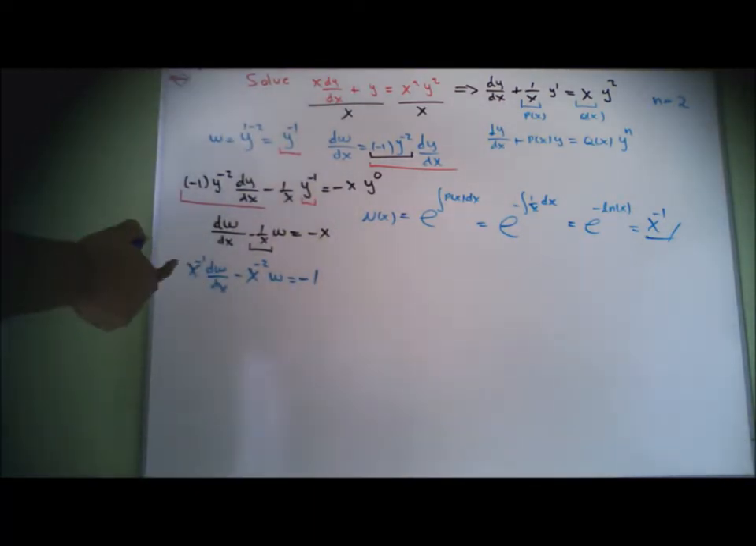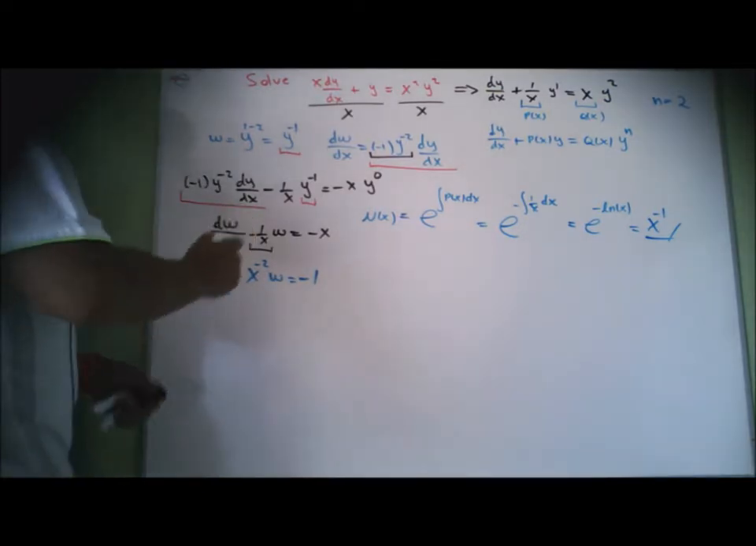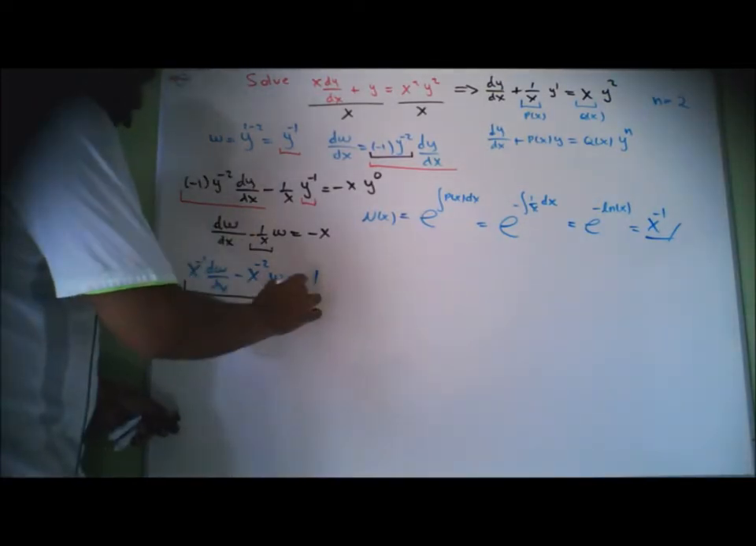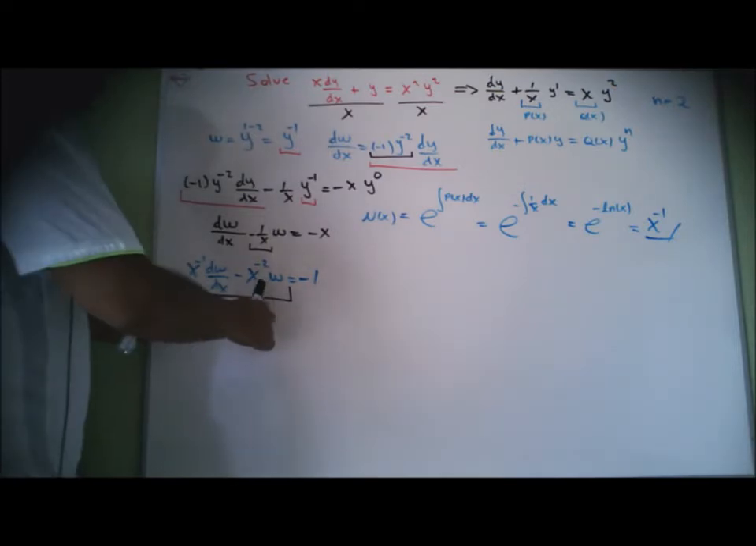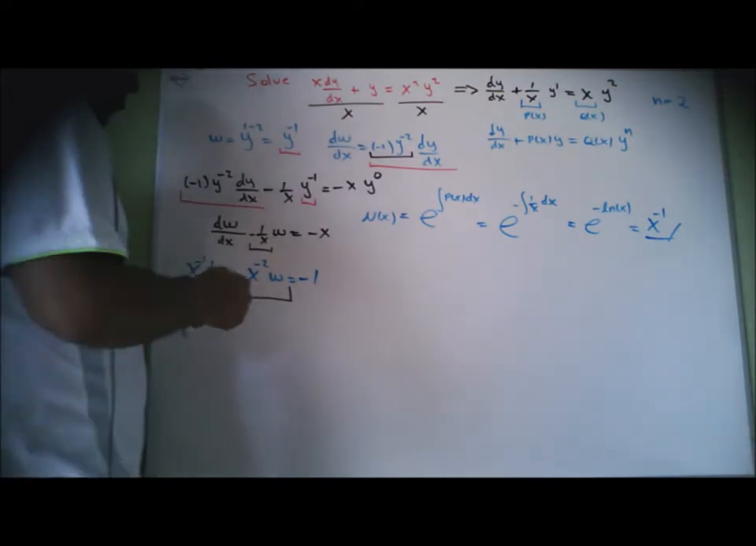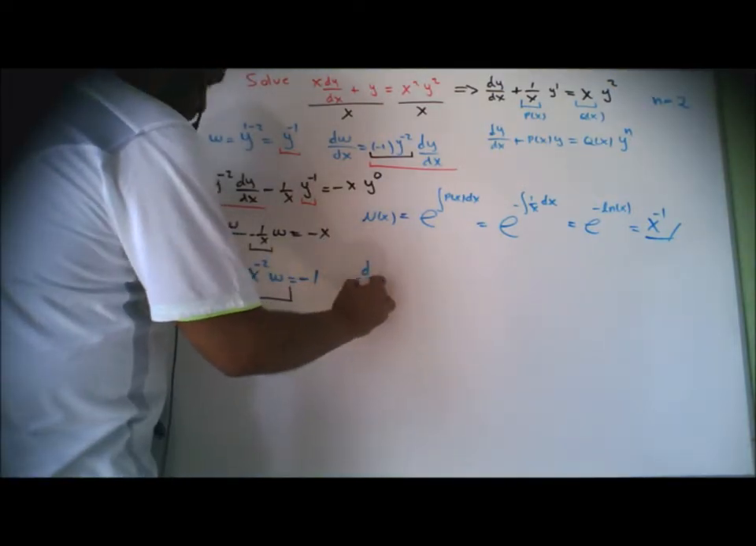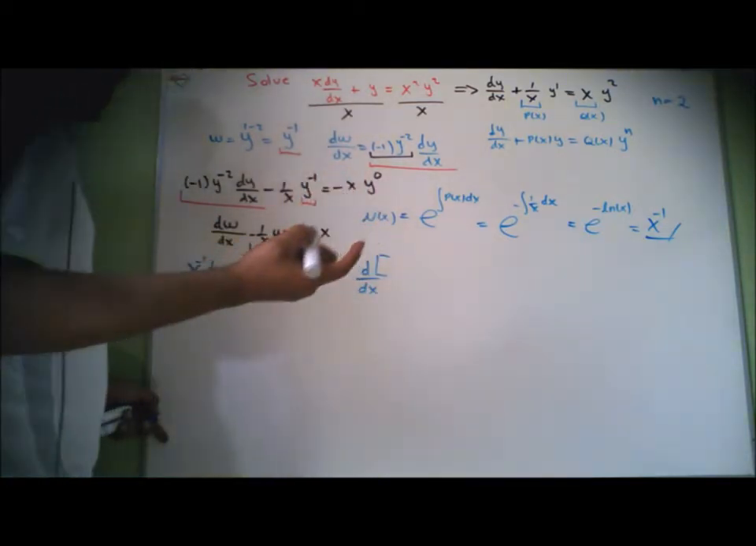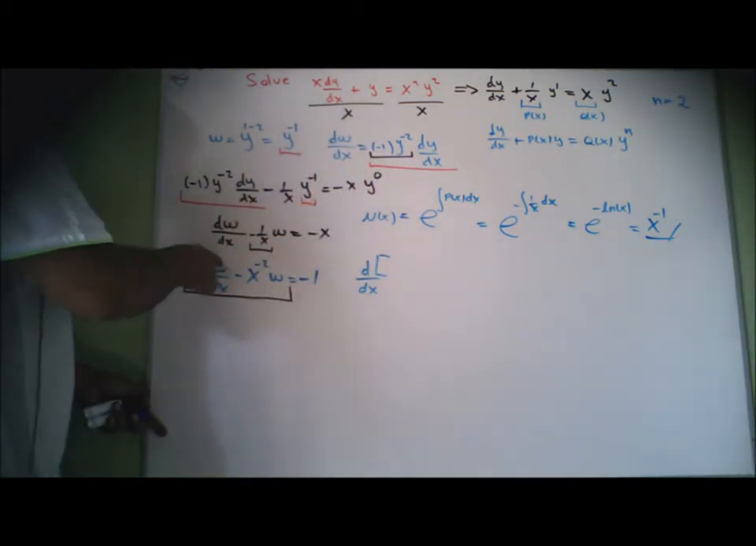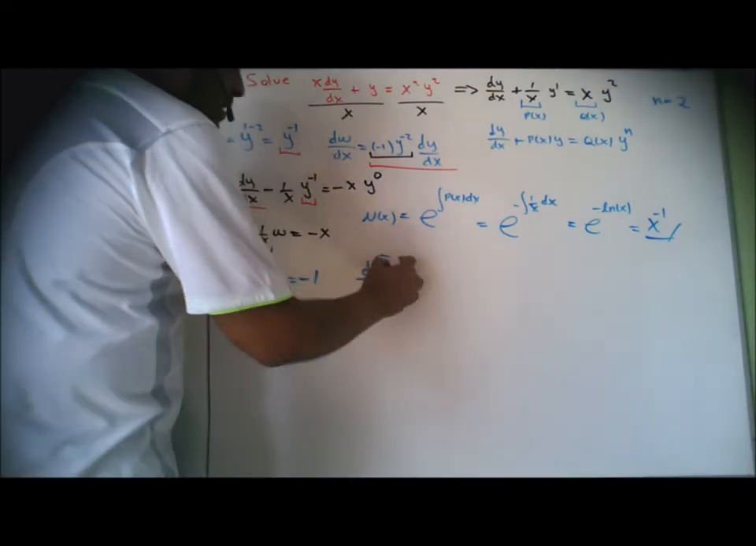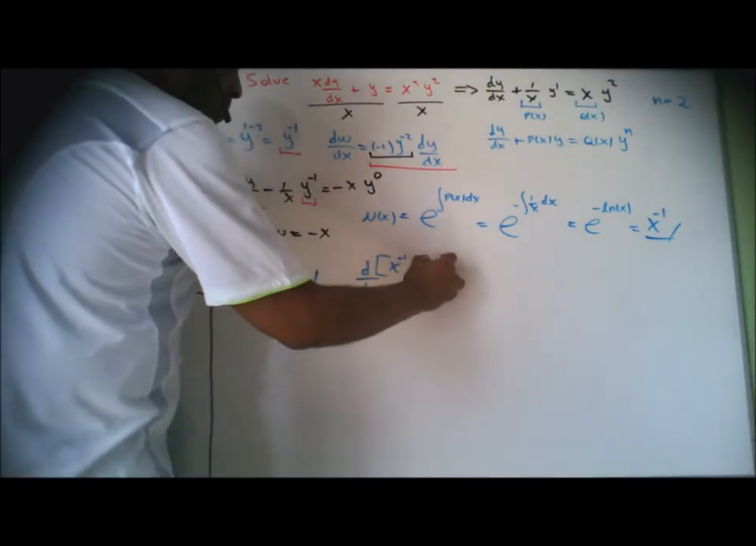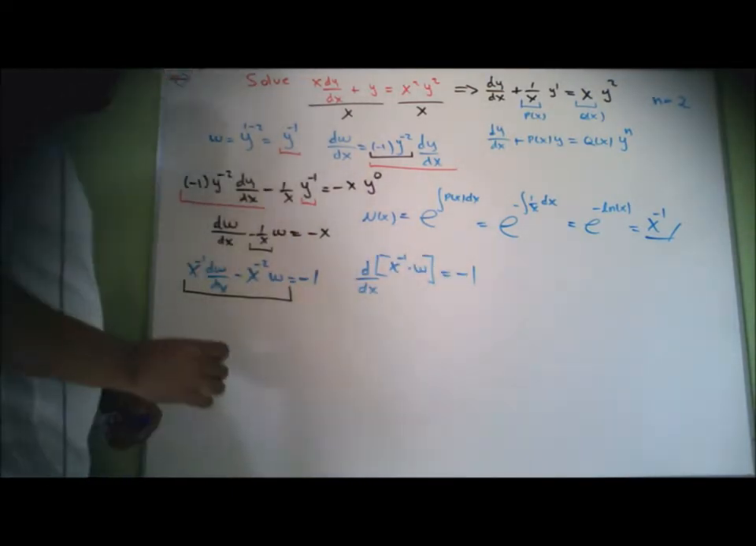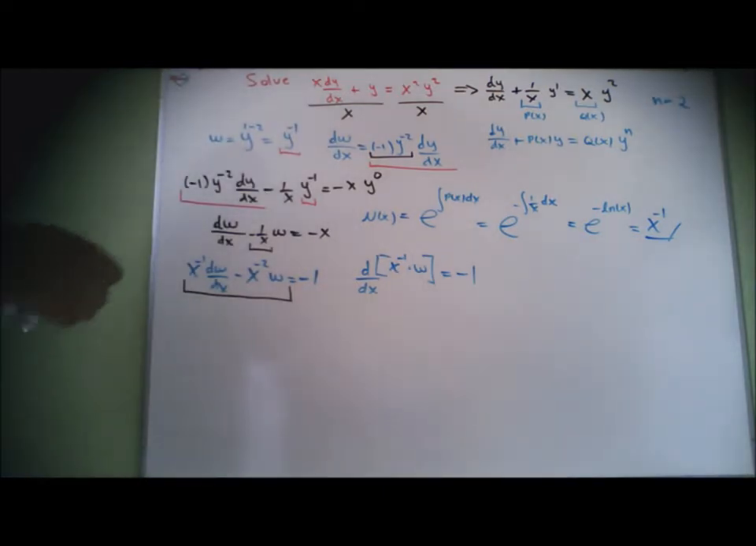And then here comes the dead step, el paso de la muerte. The dead step is here. So you are going to replace this by what? Derivative respect to x of two things. What are those two things? This and this without the derivative. So it's going to be x to the power minus 1 times w equal to minus 1. Alright? Don't forget the dead step.